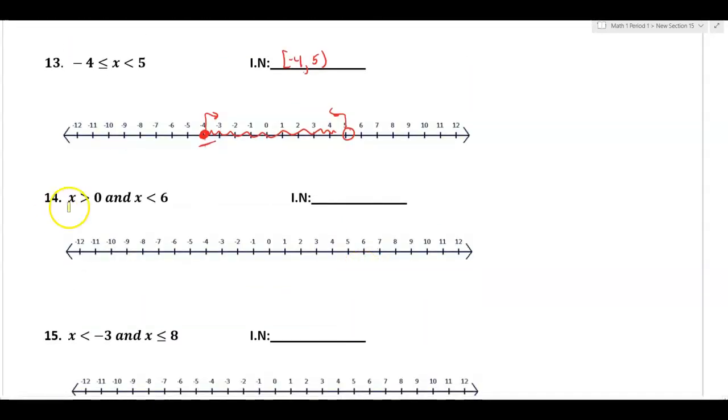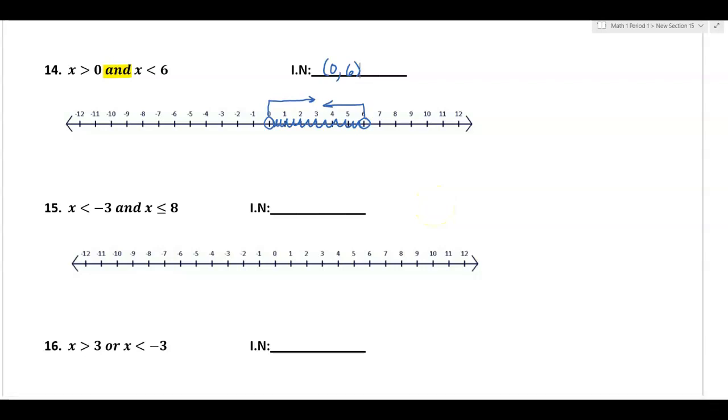Now, although number 14 looks like an OR statement, they're connected by AND. And if I go ahead and graph this, x is greater than 0, I know it would be an open dot, graph to the right. X is less than 6 would be an open dot, graph to the left. Where do these intersect? In the middle here. So, since it starts at 0 on the left, it's round parentheses 0, because it's an open dot. It ends at 6, and since it's an open dot, round parenthesis.